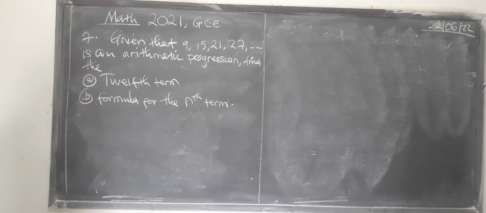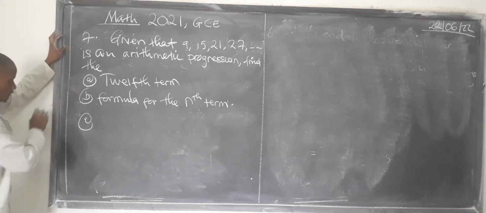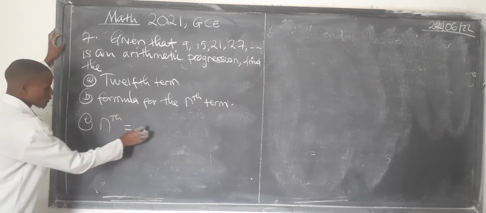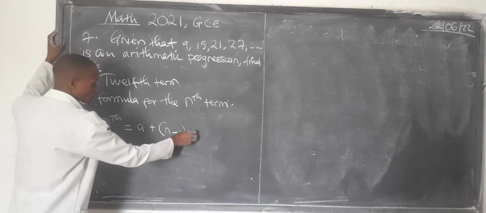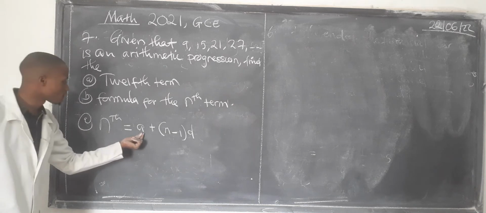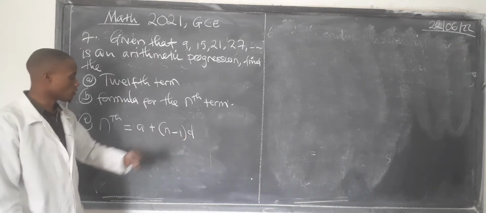So given that 9, 15, 21, 27 is an arithmetic progression, find the 12th term. So you need to know the formula for the nth term of the arithmetic progression. The nth term is equals to a plus open bracket n minus 1 multiplied by d. A represents the first term in the sequence. N is the number which has been asked to find, and d is the common difference.